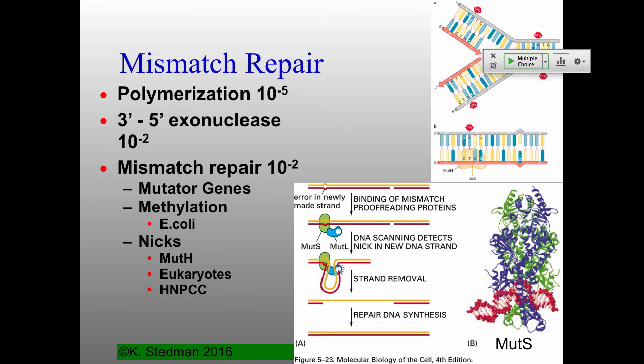But there's a big problem. There's a mismatch in your double-stranded DNA. How do you know which is the wrong one? They're both normal nucleotides. So it turns out there are two generally different ways of dealing with this. E. coli is smart. It probably has had more years of evolution with this.